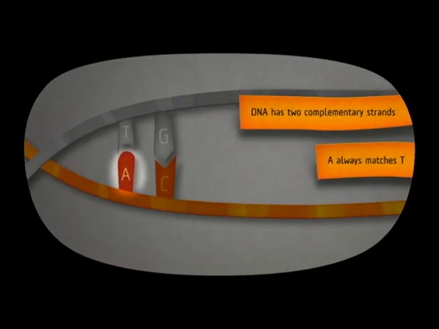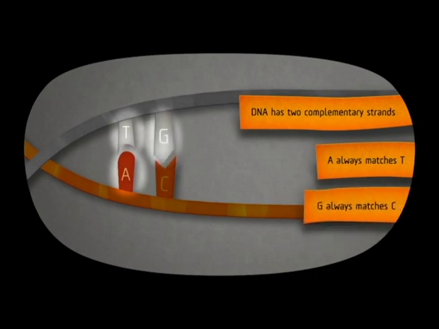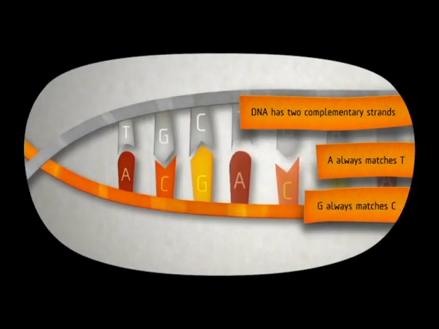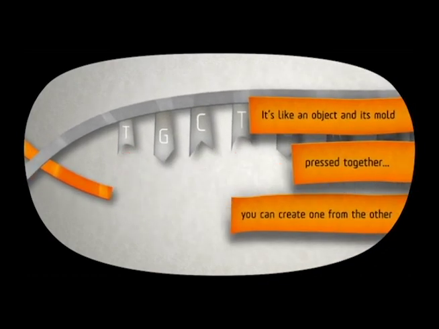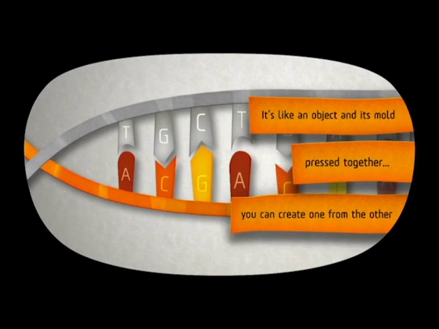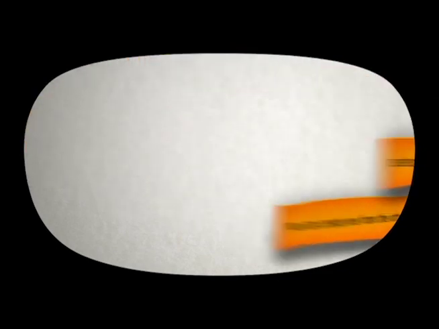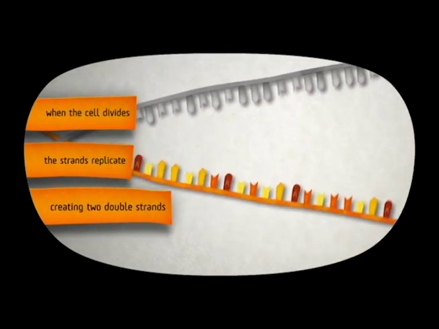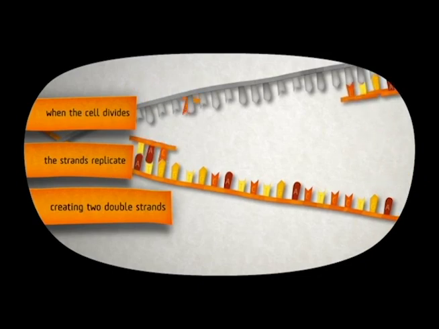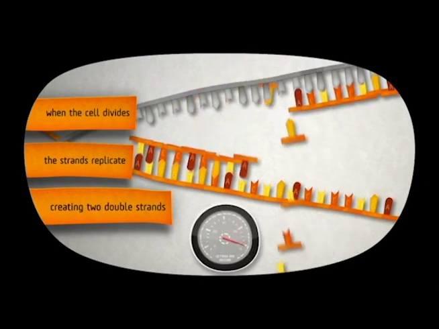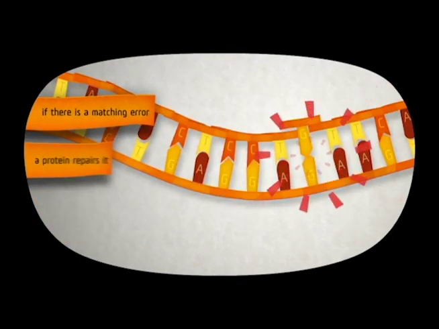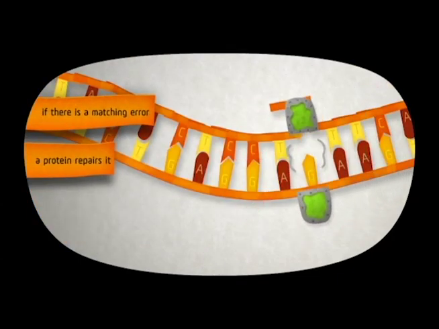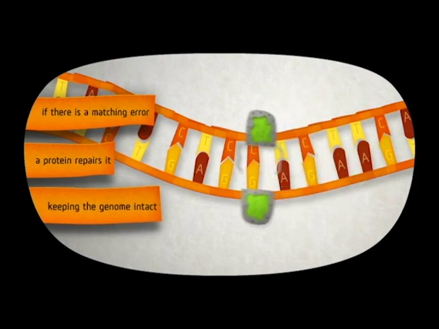DNA has 2 complementary strands. A always matches T, G always matches C. It's like an object and its mold pressed together. You can create one from the other. When the cell divides, the strands replicate, creating 2 double strands. If there is a matching error, a protein repairs it, keeping the genome intact.